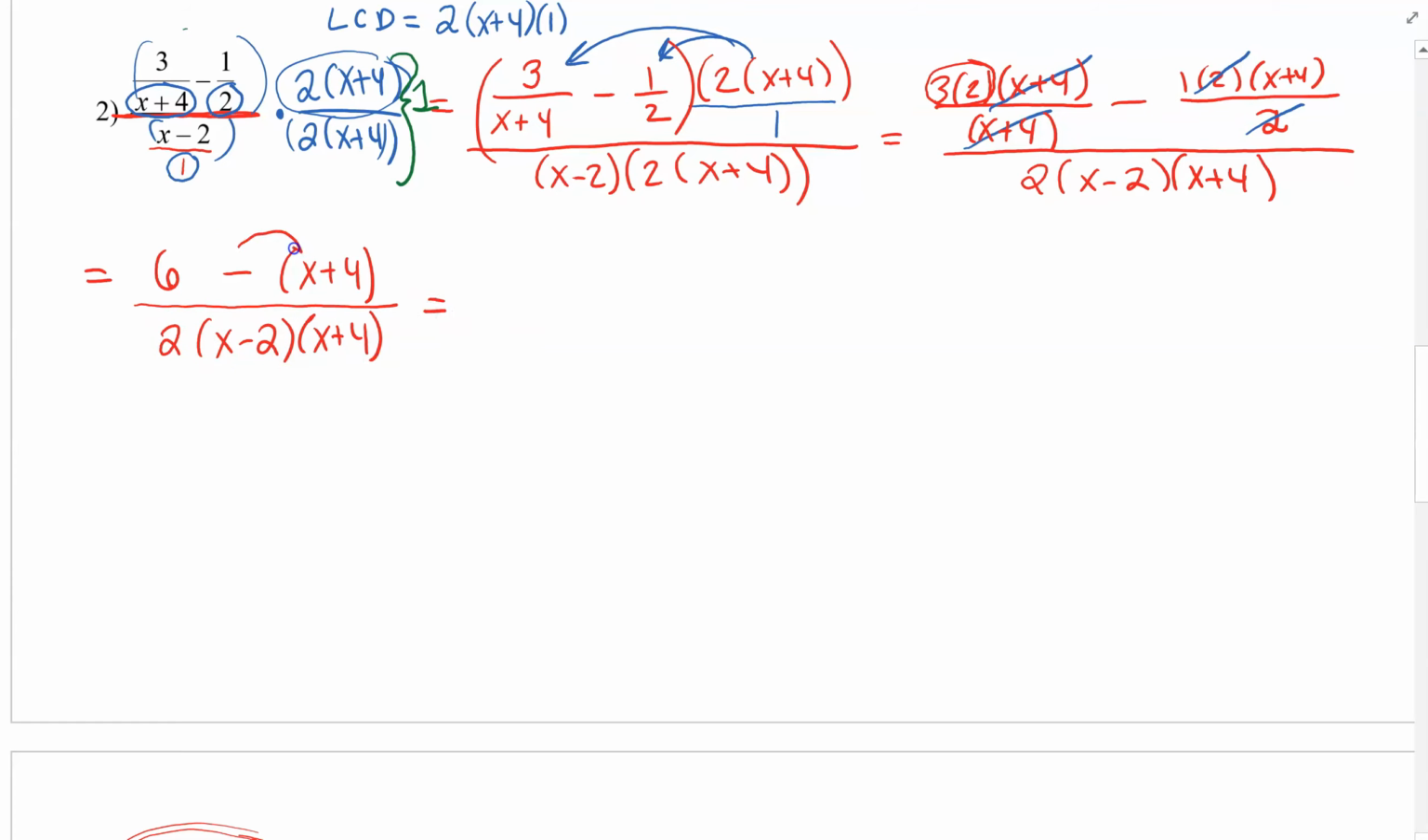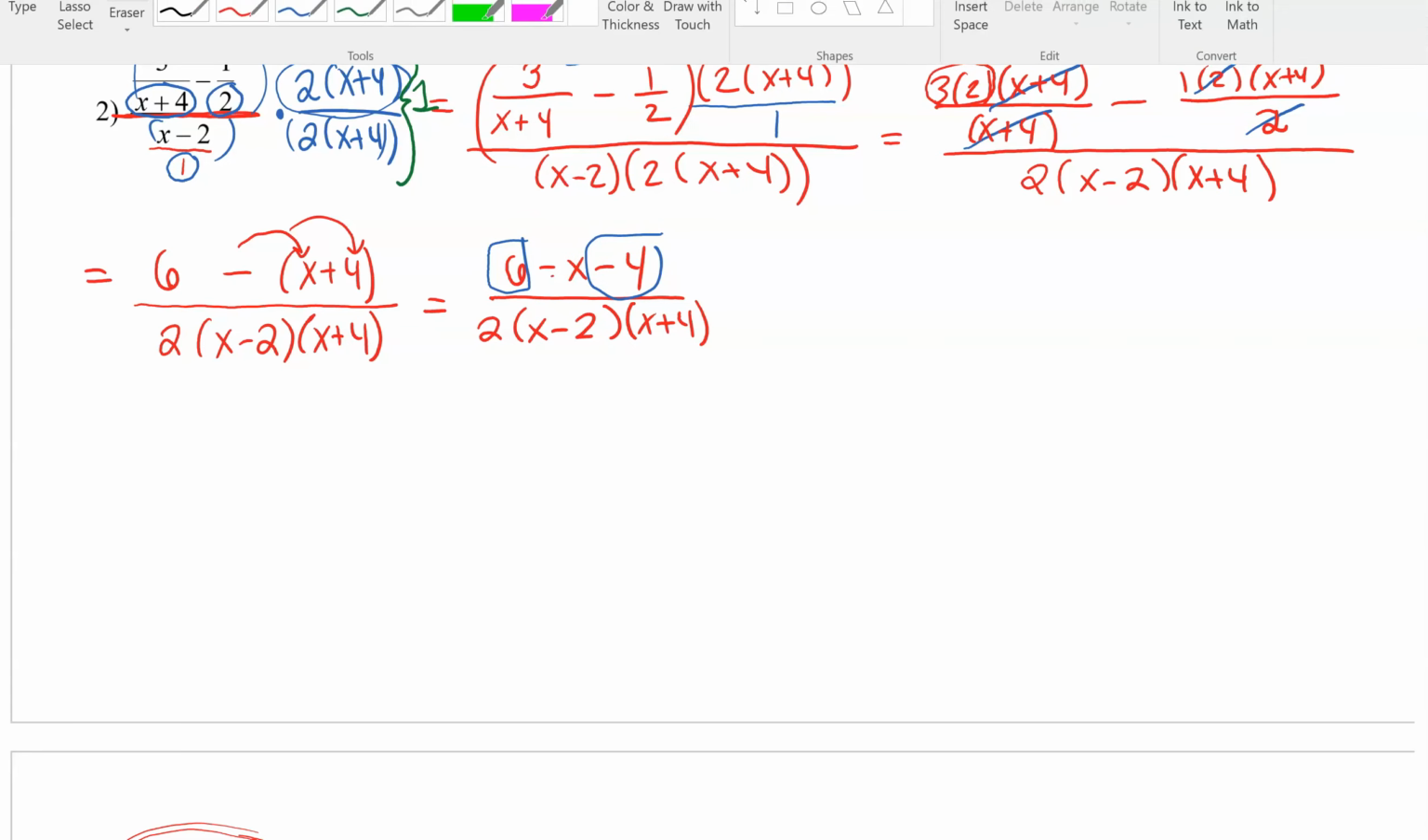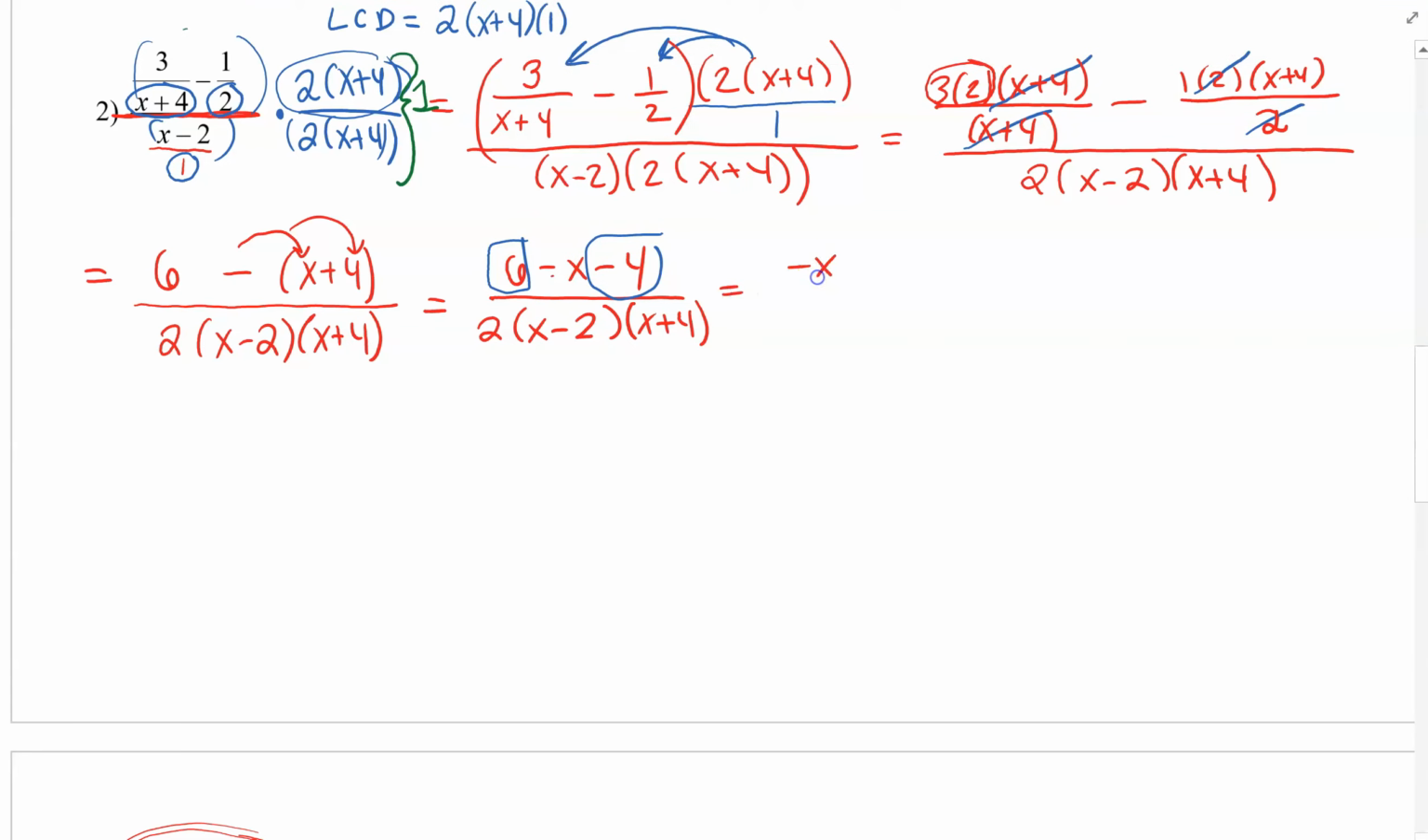And then I'll distribute the negative in the numerator so that I can combine like terms. So I subtract x and 4, and all of that is over 2 times x minus 2 times x plus 4. And then when I subtract, since 6 and 4 are like terms, I can combine them. 6 minus 4, I get 2. So I get negative x plus 2 in the numerator. All of that's being divided by 2 times x minus 2 times x plus 4.